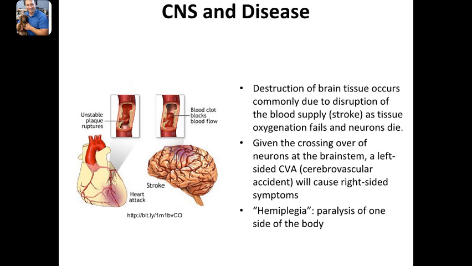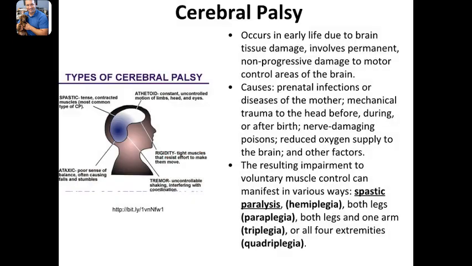And you can have the area of disease within the brain, and then the function from that area will suffer. Cerebral palsy is a disease that strikes in early life due to some sort of brain damage. There's permanent and non-progressive damage to motor control areas of the brain. There is a lot of impairment in motor control. So there will be spastic paralysis where muscles will just be contracted. A lot of muscle contractions and rigidity, difficulty walking, performing movements.